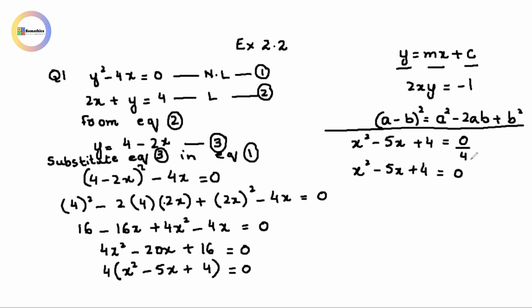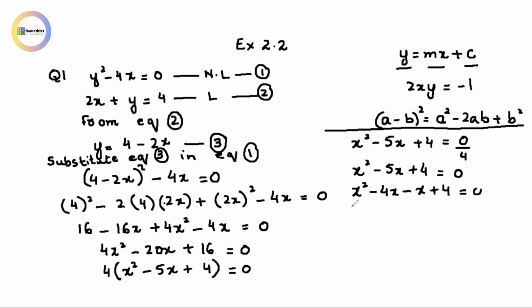Now you have to solve this. You have to make factors of 4. So factors of 4 are 4 and 1, or 2 and 2. If you take 2 and 2, when you add, it will give 4. If you subtract, it will give 0. But 4 and 1 will give 5. So we will be taking minus 4 x, and minus x plus 4 is equal to 0.